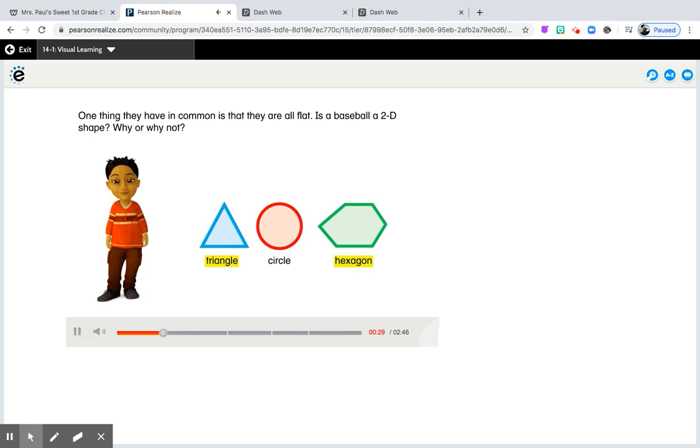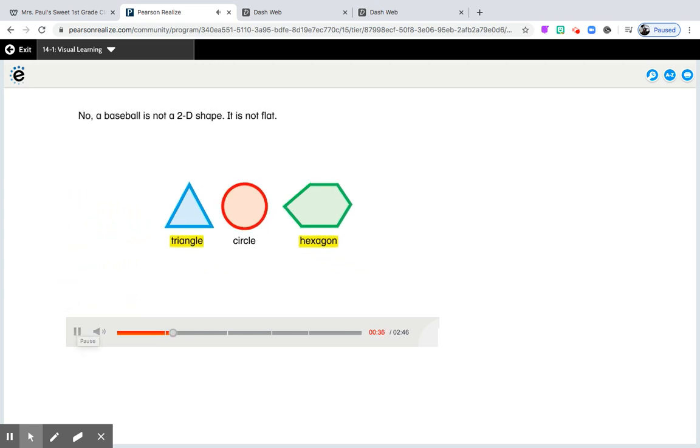Is a baseball a 2D shape? Why or why not? Think about a baseball. It's round. You can hold it, you can throw it. So do you think it's a 2D shape or a 3D shape? No, a baseball is not a 2D shape. It is not flat.